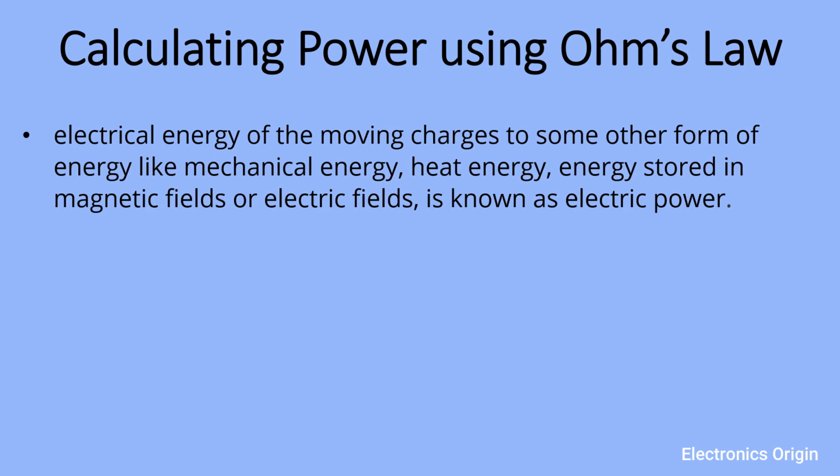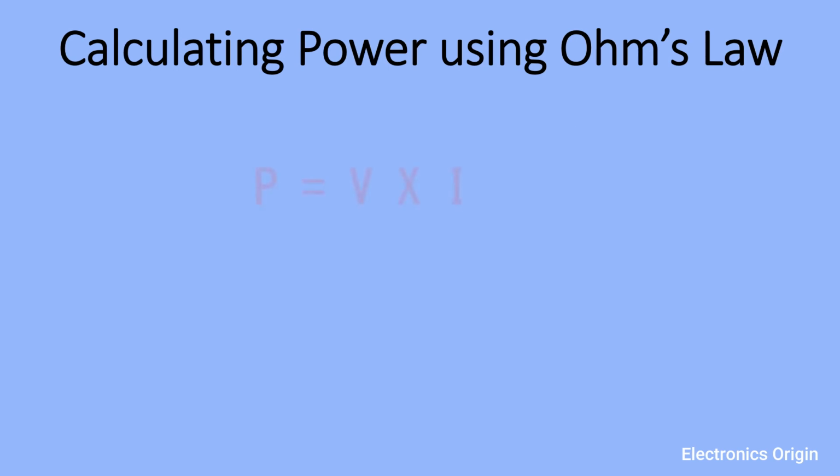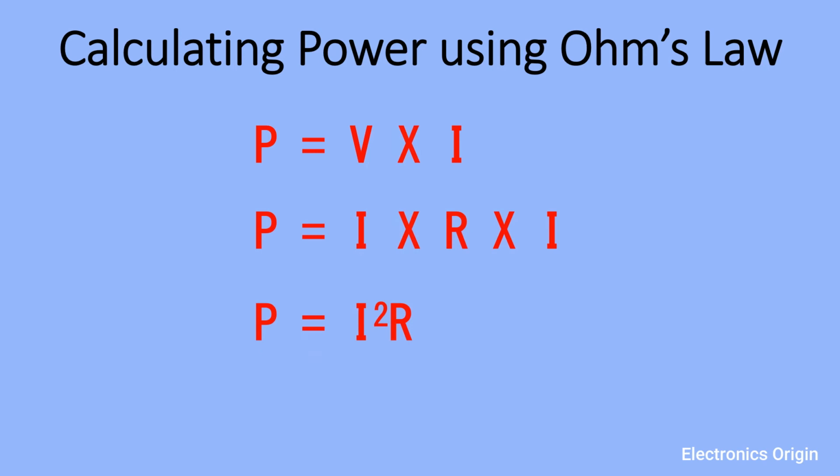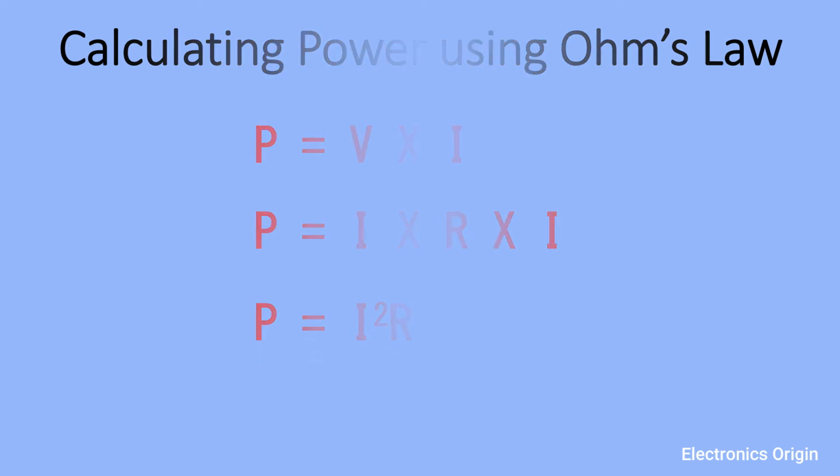Formula to find power. When the values for voltage and current are given, P equals V into I. When the values for current and resistance are given, substitute Ohm's law in the above equation. Hence we get P equals I into R into I. P equals I square R.